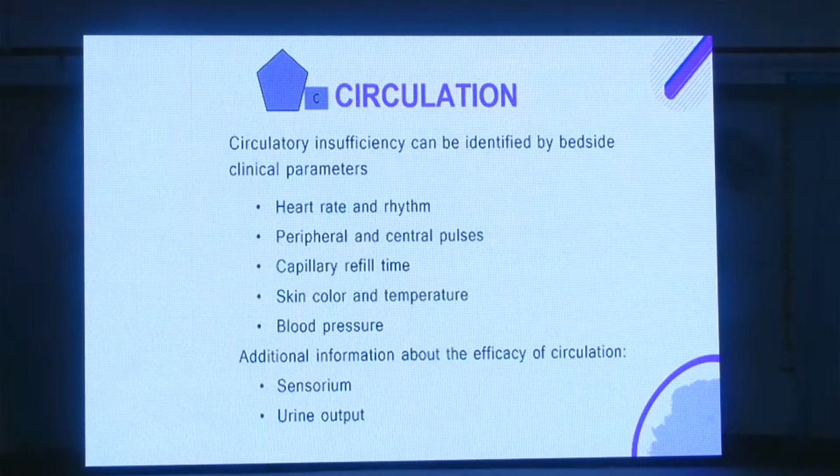In circulation, insufficiency can be identified easily by heart rate and rhythm, peripheral and central pulses. Peripheral pulses means you can find in radial, and central pulses like femoral artery and axillary artery you can find. And moreover, capillary refill time, skin color and temperature, blood pressure.